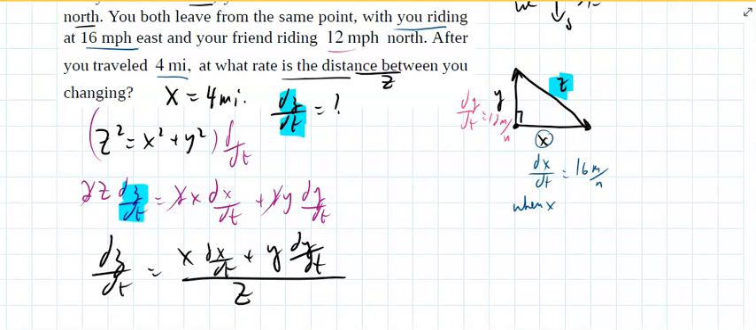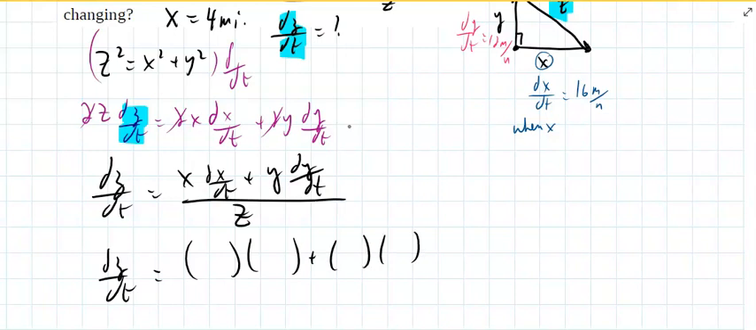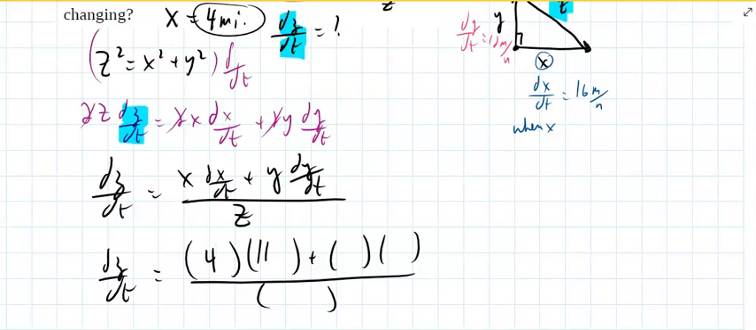But now I need to fill in the blanks. I need to know what these points are. dz/dt, let's see how we're going to find all of them. I have 5 values to fulfill, and I'm done. Well, let's see. x is 4 miles. They told us that. That's simple. dx/dt is 16. We know. y, I'll get that in a minute. dy/dt was 12. And z, I'll get in a minute.